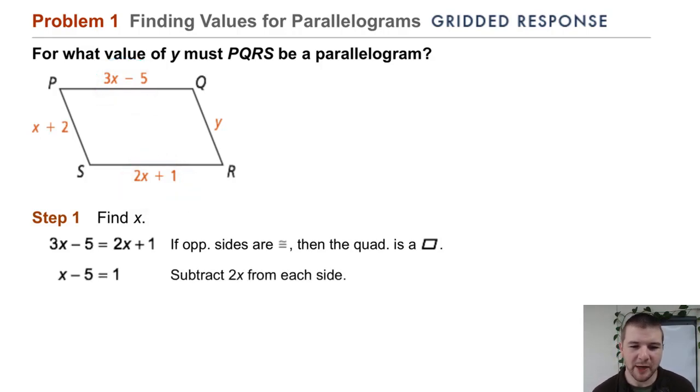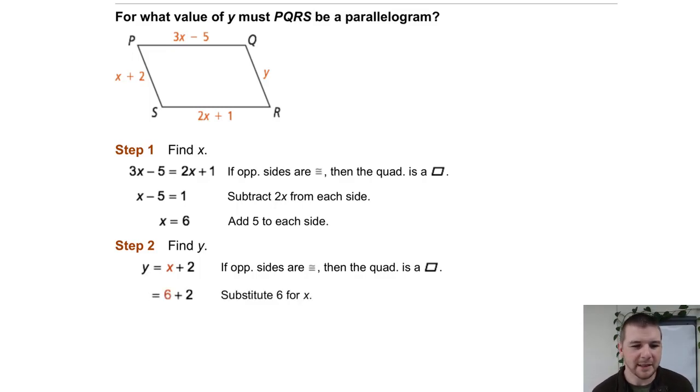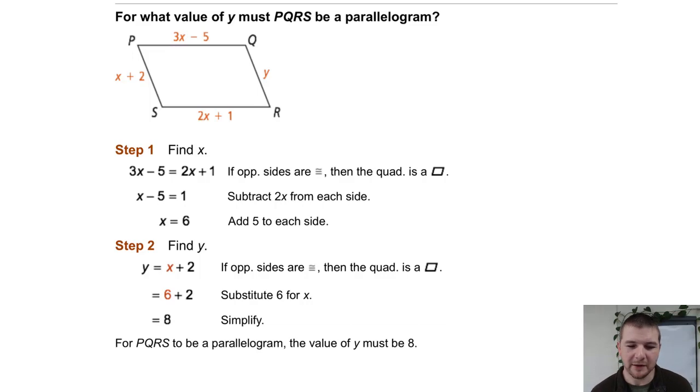Solving this equation, we subtract 2x from each side and add 5 to each side to find that x equals 6. Now that we know x, we can solve for y. y equals x plus 2. Again, that's because if opposite sides are congruent, then the quadrilateral is a parallelogram. Substitute 6 for x and find that y equals 8. For PQRS to be a parallelogram, the value of y must be 8.